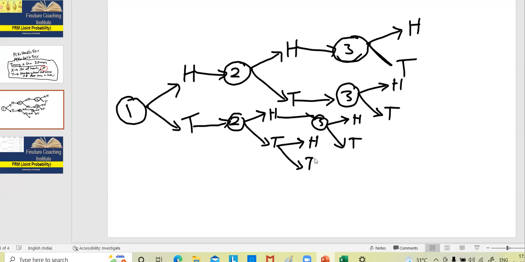It's head or tail. So in total, if I were to list down all the possibilities, there are 8 outcomes. How? Let's look at it. First head, second head, third head, so all 3 heads. Then first time head, second time head, and third time tail.